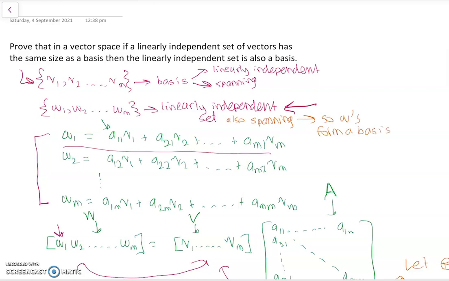This concludes the proof that if you have a linearly independent set of vectors with the same size as a basis, then that linearly independent set is also a basis. So that concludes the proof.